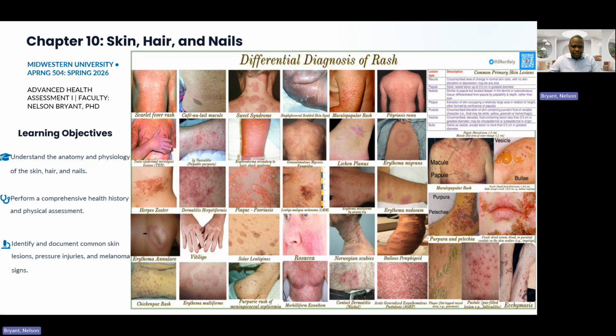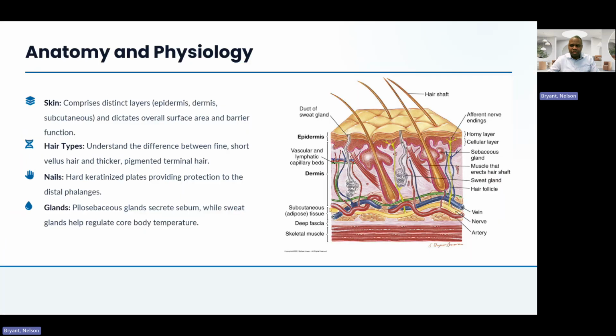This is a very important component because most graduates have issues differentiating these common rashes, and it develops with time. But as we focus on skin, hair, and nails, mainly the integumentary system, I want you to be able to tell the differences between these rashes and how they help you form an accurate differential diagnosis.